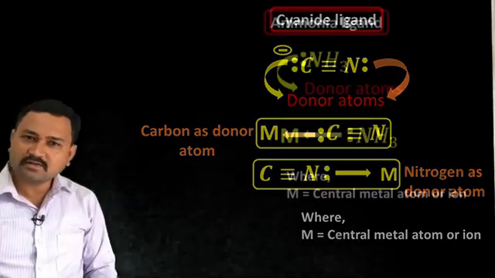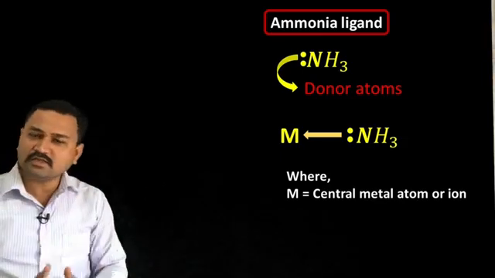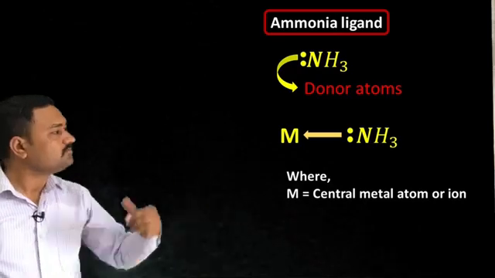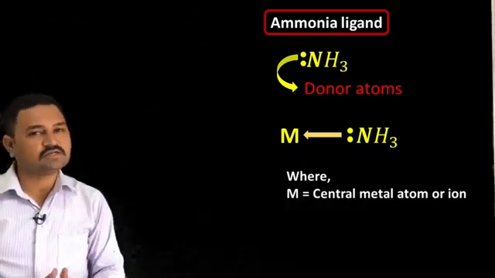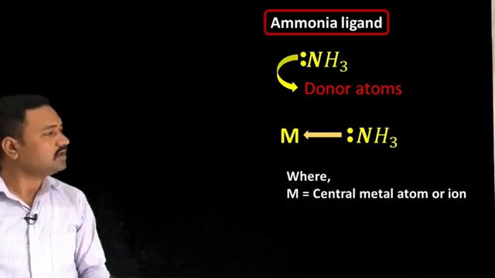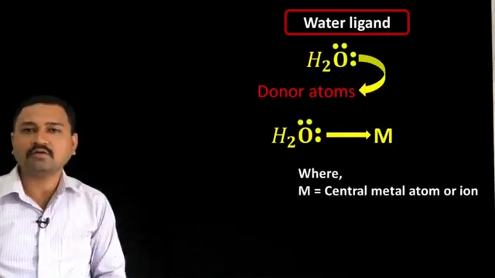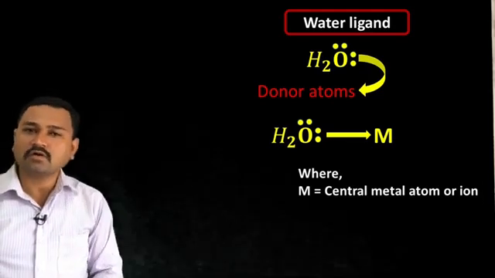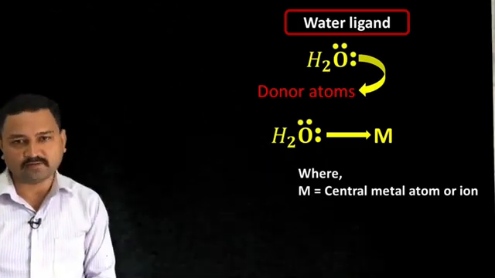Now the second example, that is simple ammonia. Here also we know that the nitrogen atom contains a lone pair of electrons and during coordination formation this nitrogen is definitely going to donate the lone pair of electrons to the central metal ion. Hence nitrogen in ammonia is the donor atom. Okay. Now in the water molecule, the oxygen atom contains two lone pairs of electrons. If a lone pair is donated by the oxygen atom during coordination formation, then definitely that oxygen will be the donor atom.